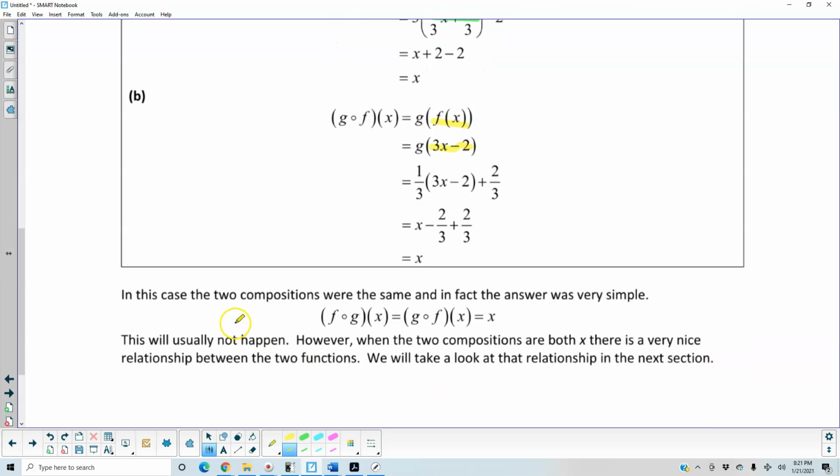So in this case, the two compositions were the same, and in fact the answer was very simple. Both of these end up equaling x. This will usually not happen. However, when the two compositions are both x, there is a very nice relationship between the two functions. We will take a look at that relationship in the next section.